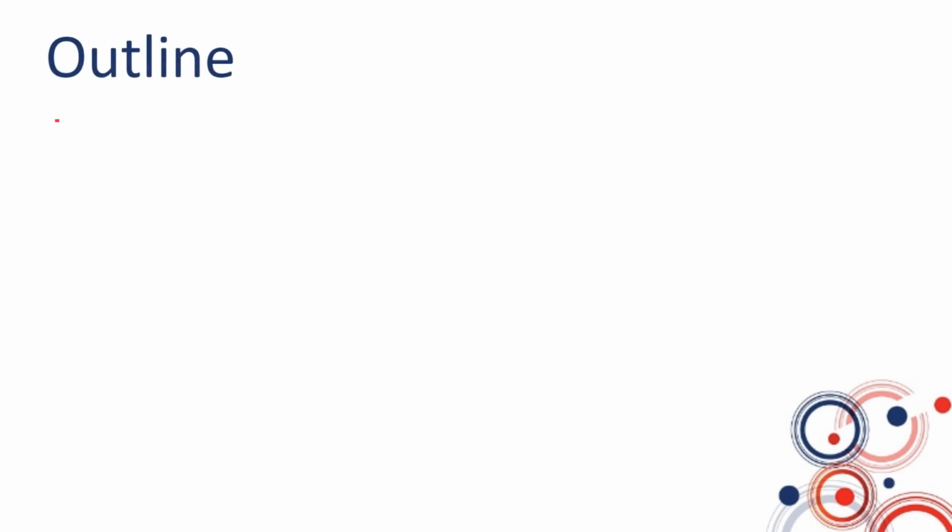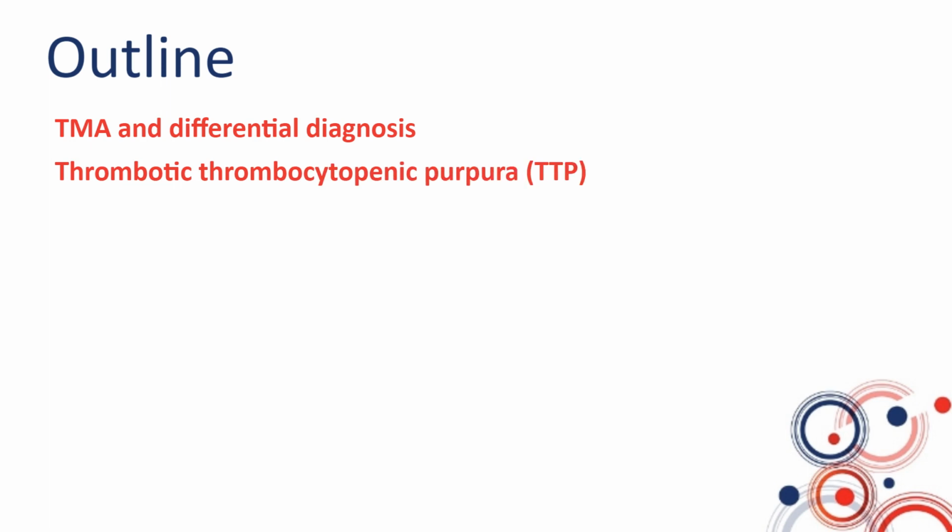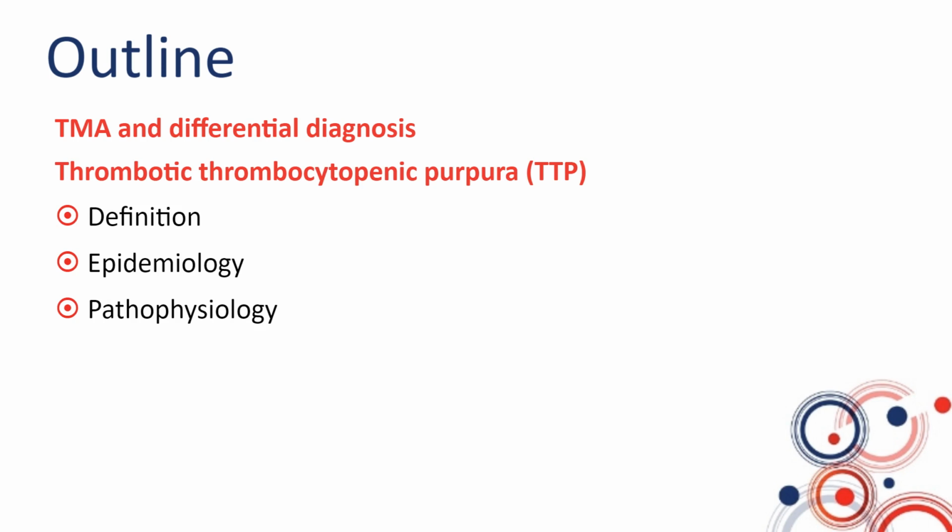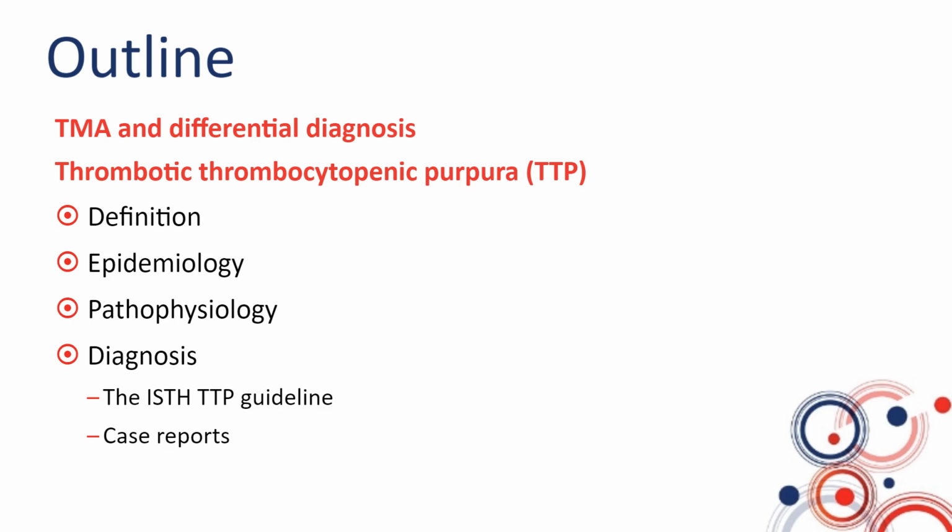I will bring TMA and differential diagnosis of different diseases in a class of TMA. Then I'm going to point out thrombotic thrombocytopenic purpura by definition, epidemiology, pathophysiology, and how we're going to make the diagnosis. And then at the end, we're going to end up with two cases and how we make the differential diagnosis.